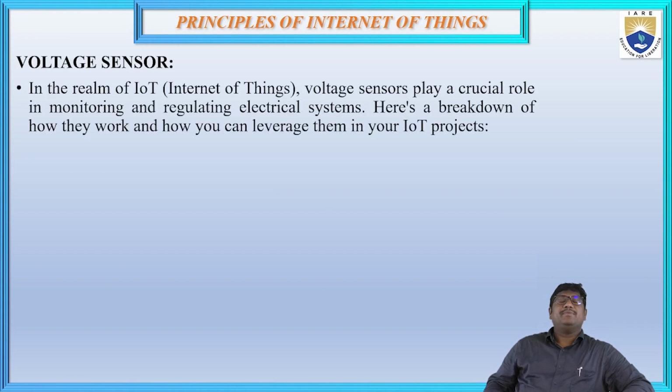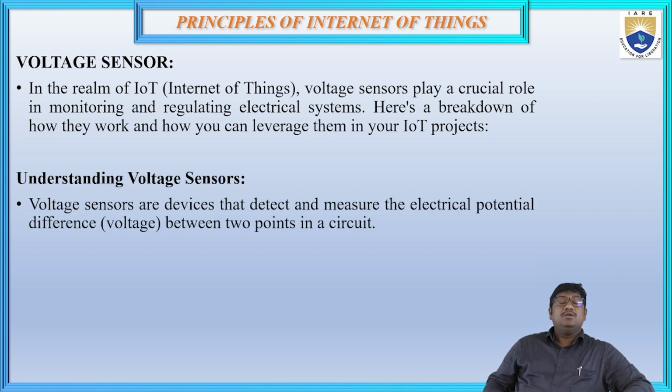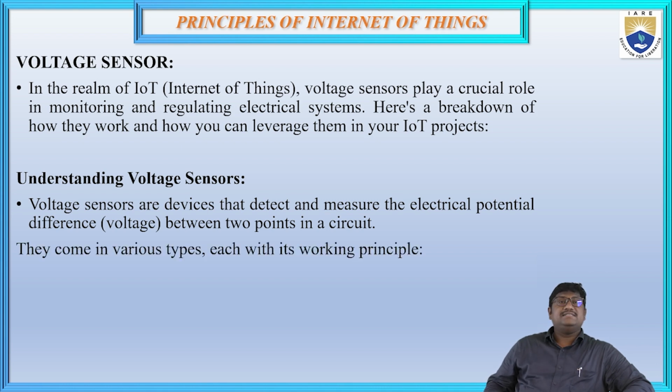Coming to the next topic, which is the voltage sensor. In the real world of the IoT industry, voltage sensors play a major role in monitoring and regulating electrical systems. You need to understand these voltage sensors. These sensors are devices which detect and measure the electrical potential difference, which is voltage, between 2 points in a circuit.